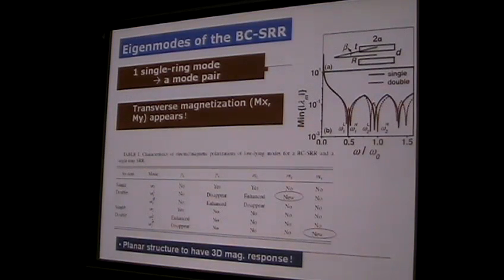You may say that, okay, the resonant property is quite similar to the coplanar double ring system. Indeed it is. For this system, again, the single mode has split into a mode pair. However, if you look at the polarization, if you look at the dipole moment possessed by this mode, you will find that something new happens, because we have two new transverse magnetizations. You have mx and my along these planar dimensions. Usually, if you only have a split ring, you only have an mz component.